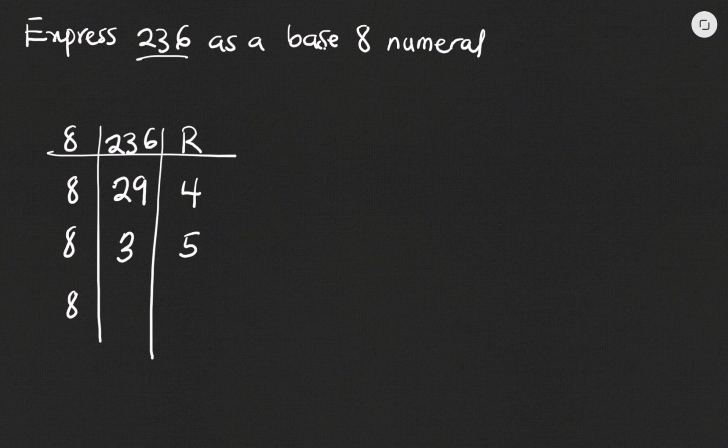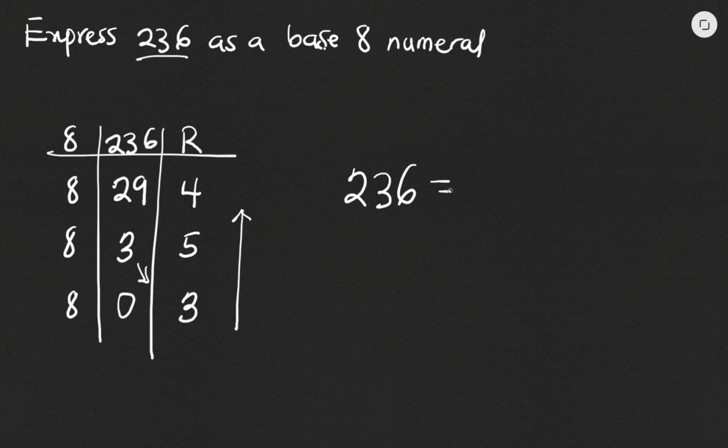Then I ask myself, how many times will 8 go into 3? It is impossible. So I write 0 here, and then I bring the 3 to the end over here. So my answer is from bottom up. So therefore it means 236 is equal to 354 in base 8. All right, let's have a look at 2 extra examples.